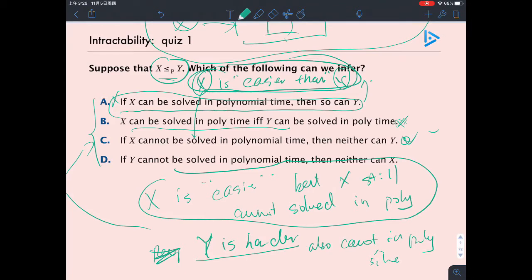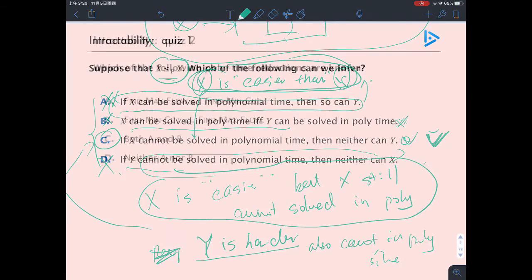This is literally what option C talks about: if x cannot be solved in poly time, then neither can y. So this is the correct one, and A is incorrect, B is incorrect. And if we repeat the same argument, we also know that D is incorrect.